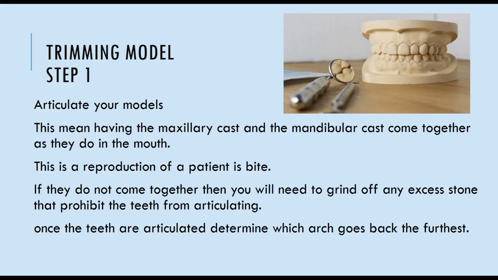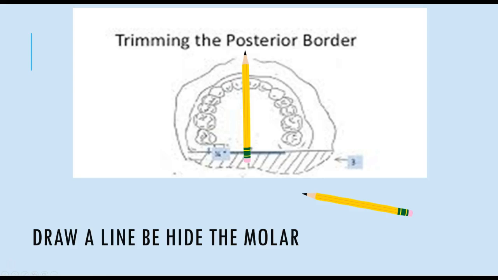Once the teeth articulate, we can determine which arch goes back the furthest so that we don't cut too much of the back of the study models. The one that goes back the furthest is usually the maxillary. We want to make a midline, look at how the midline goes, and we can use a pencil to mark that. And then behind the molars, we can draw a perpendicular line and maybe use a little extra. Don't cut it too close.